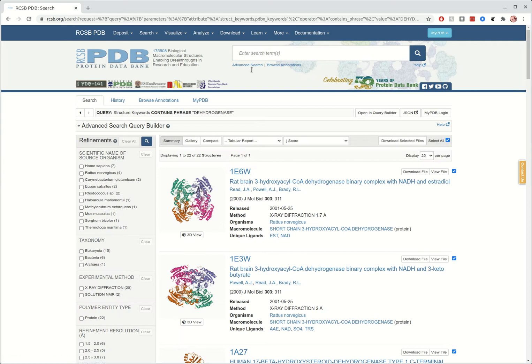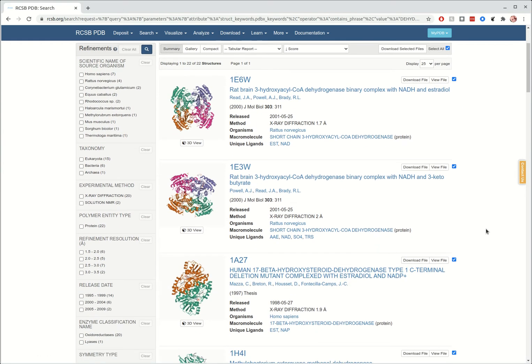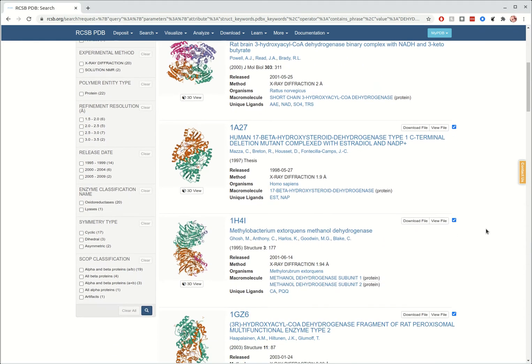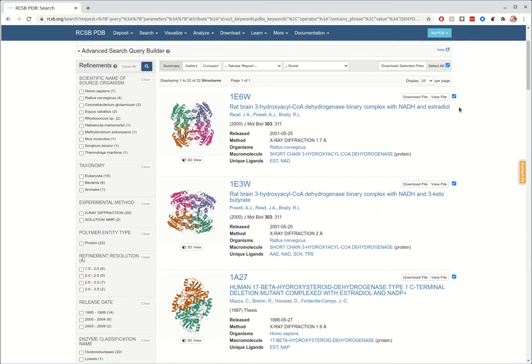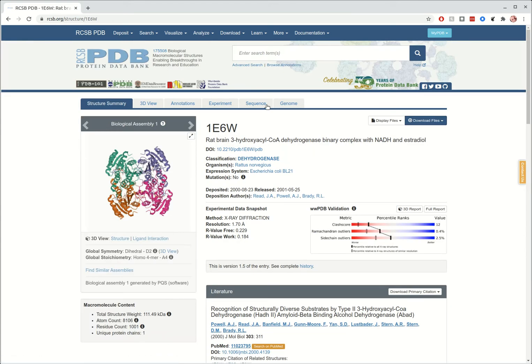So when I do my search for dehydrogenase, there's not just one dehydrogenase. So this is structures of multiple versions. There's human, there's rat brain, and we're just going to use the first one, the rat brain, because it shows several interesting facets of the structure that are things you're going to want to include in your presentation in your project. So we click on this.